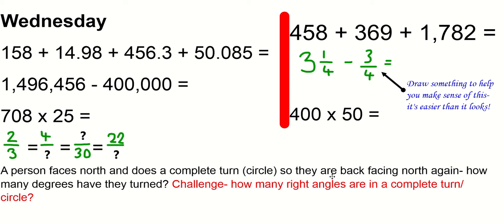So hopefully you've had a good go at these questions and that you found the fraction video about equivalent fractions helpful that you watched earlier on. So these were the questions for today and let's see how you got on.